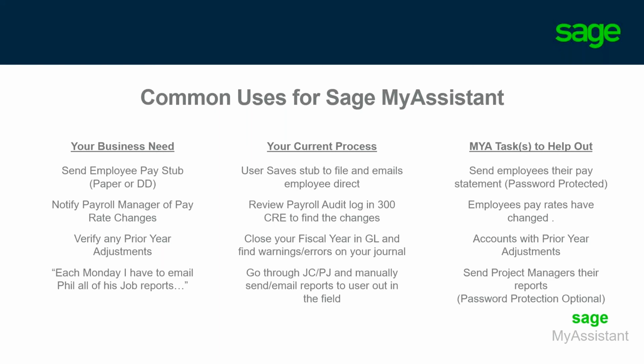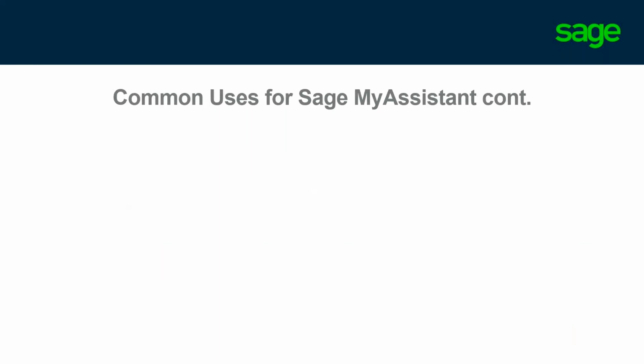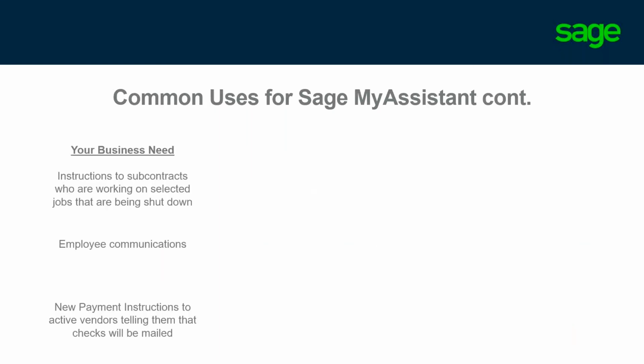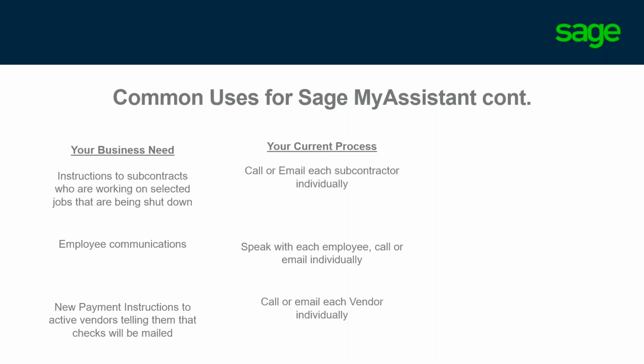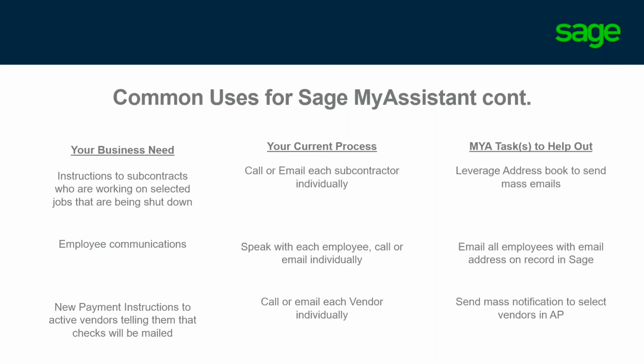There are some other common uses for My Assistant. Perhaps you have instructions to subcontractors who are selected on jobs that are being shut down due to COVID. You could call and email each subcontractor individually. Alternatively, you could leverage the address book to send out a mass email through My Assistant. Those are just a couple of common uses for Sage My Assistant.